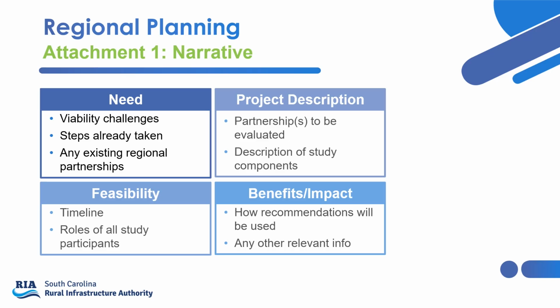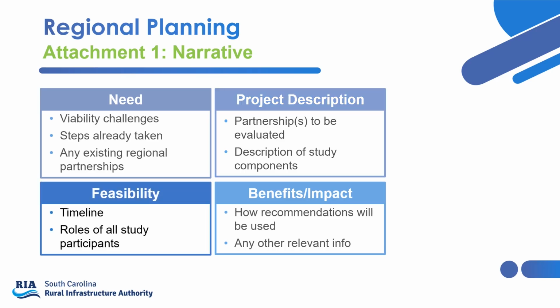Concerns highlighted in utility viability tool results or recent audits should also be included. And summarize the steps that have been taken in the last 5 years to improve system operations and management, achieve regulatory compliance, or explore regional cooperation. Then, explain the regional partnership to be evaluated and describe the activities or assessments that will be included in the study. Also indicate how cost estimates were determined.